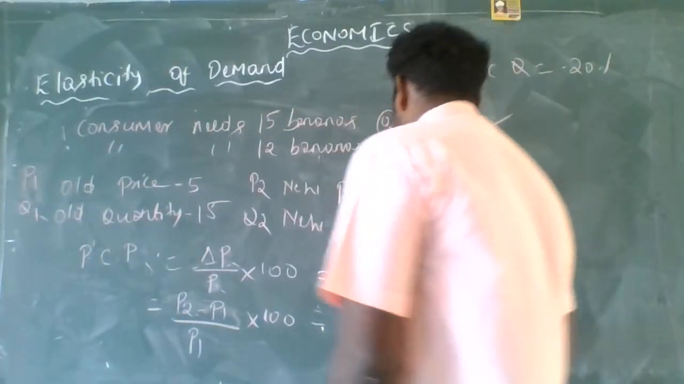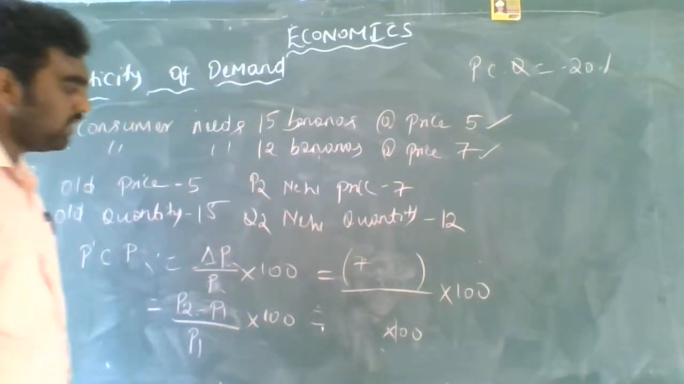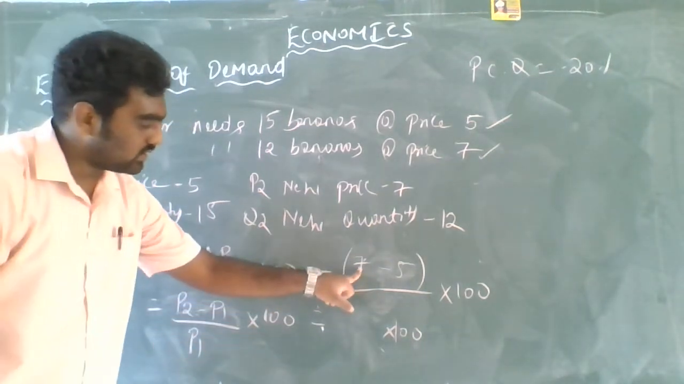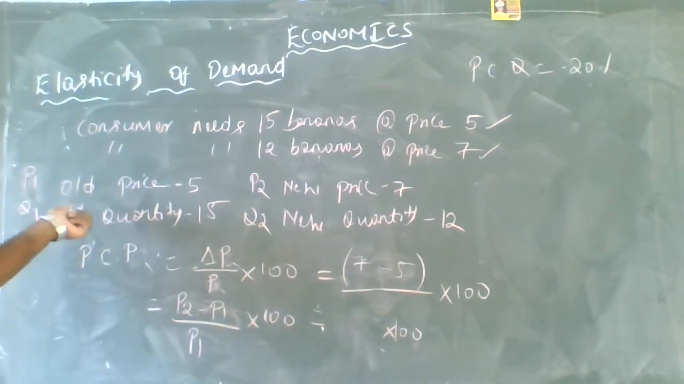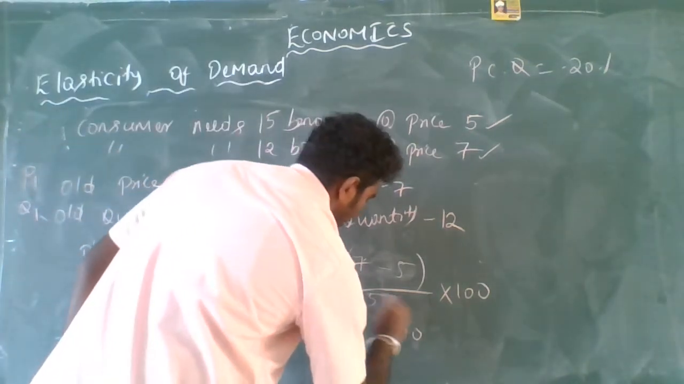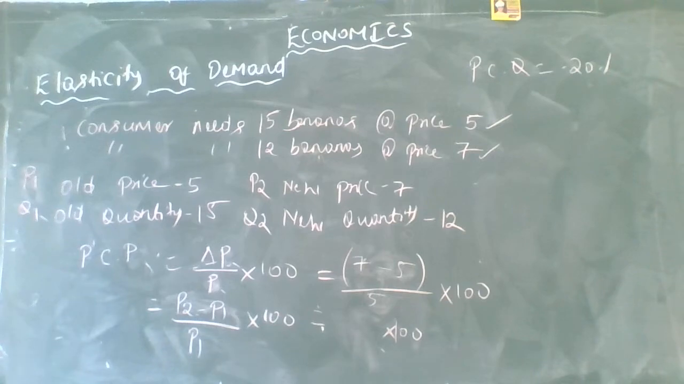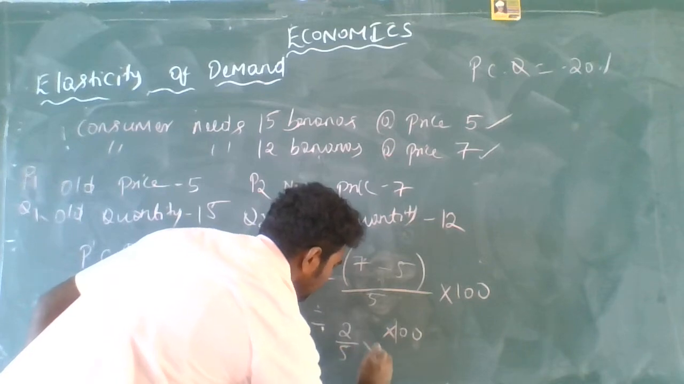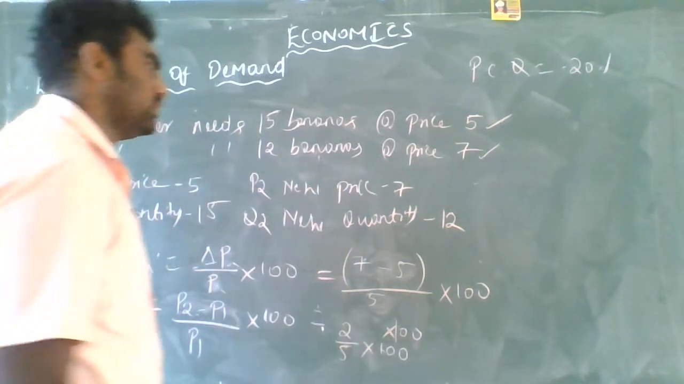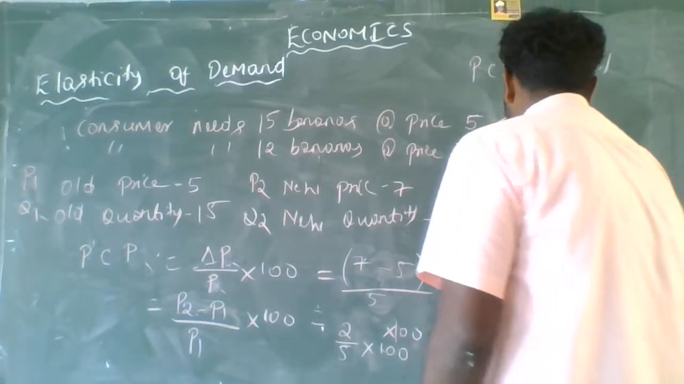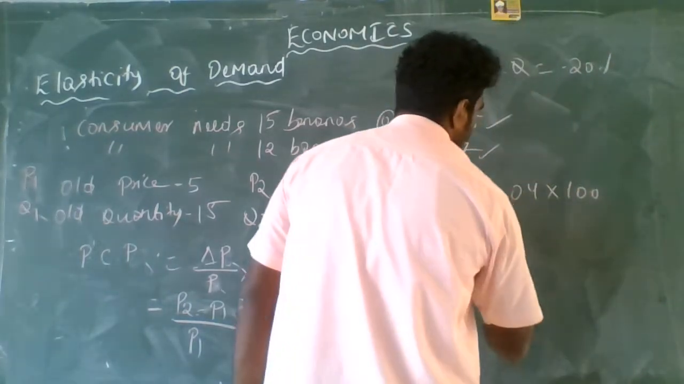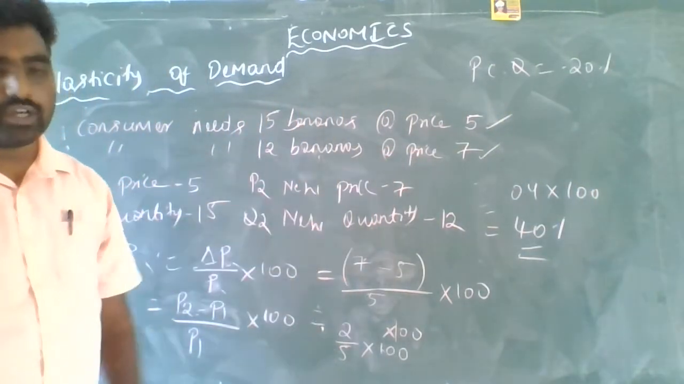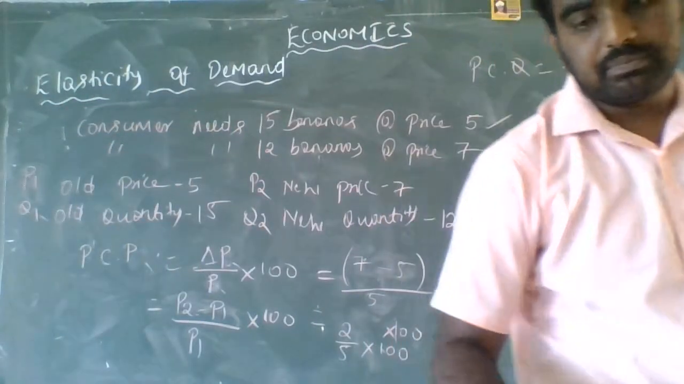The new price P2 is 7, and the old price was 5. So 7 minus 5 is P2 minus P1. And what was P1, guys? P1 is 5. So now 7 minus 5 is 2, divided by 5 into 100, which gives you 0.4 into 100, which is nothing but 40%. 2 divided by 5 is 0.4, which gets you 40%.